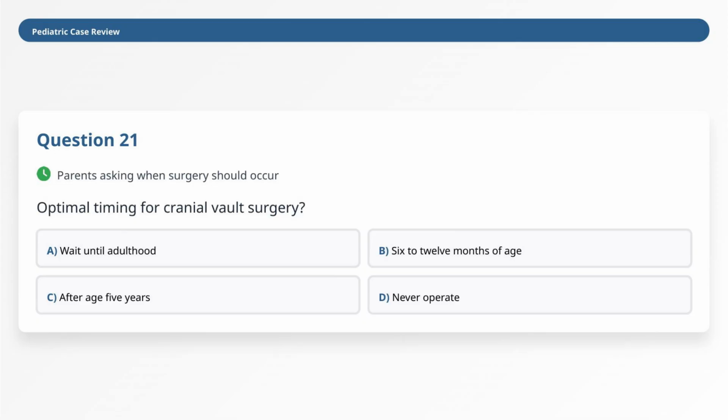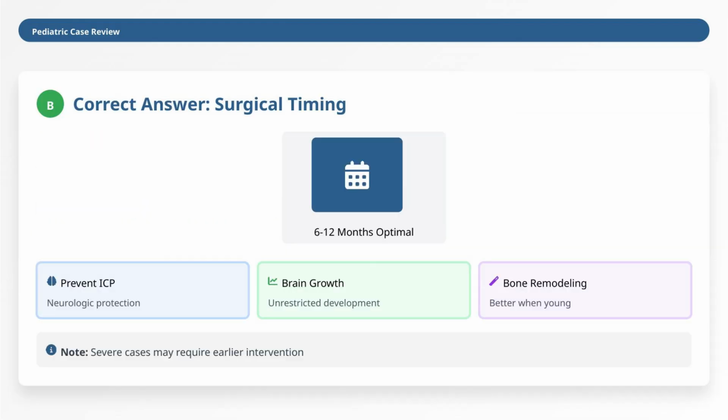Question 21. Parents of a 6-month-old with Pfeiffer syndrome meet with the craniofacial surgery team. They ask when cranial vault reconstruction should optimally be performed. What is the recommended timing? Option A, wait until adulthood. Option B, 6 to 12 months of age. Option C, after age 5 years. Option D, never operate. The correct answer is B.